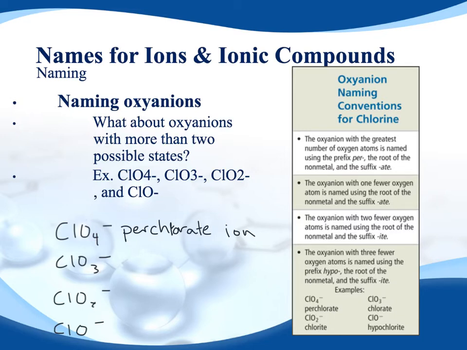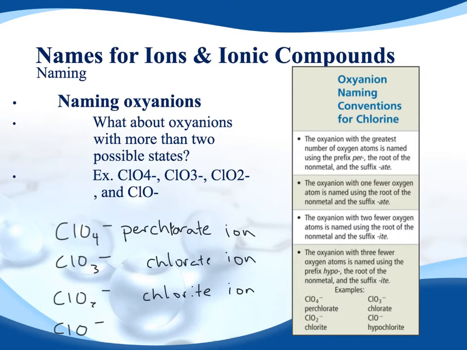The oxyanion with 1 fewer oxygen atom is named using the root of the nonmetal and the suffix ate. So for ClO3 -1, all we've done is drop off the prefix, and this is a chlorate ion. That's the difference between perchlorate and chlorate. The oxyanion with 2 fewer oxygen atoms is named using the root of the nonmetal and the suffix ite. So we replace the ate with ite, and we have the chlorite ion, ClO2 -1.